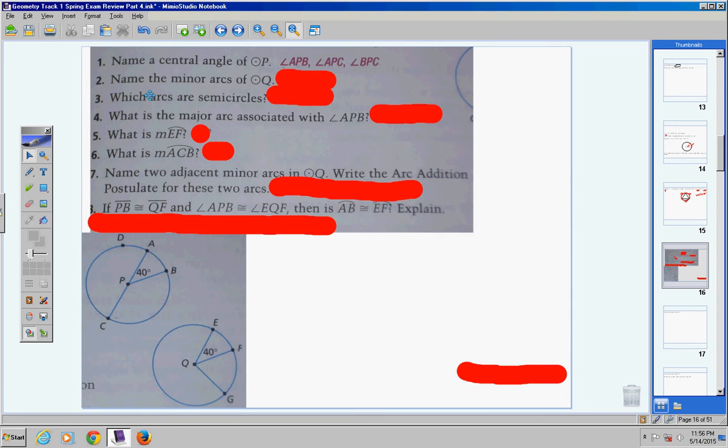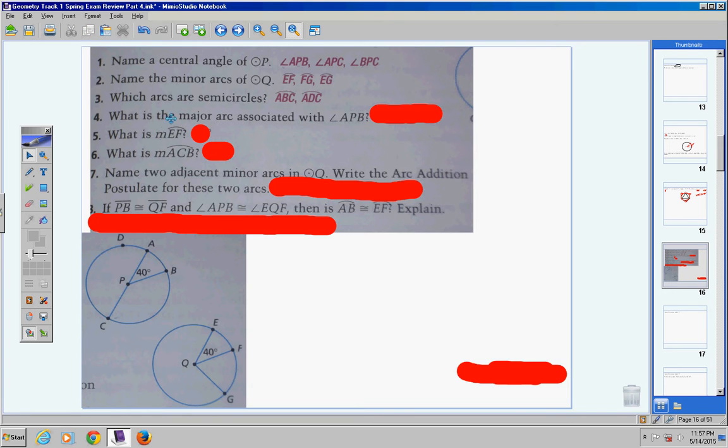Okay? Name the minor arcs of circle Q. So here's circle Q. We have minor arc EF. Remember, a minor arc is smaller than a semicircle. EF is a minor arc. FG is a minor arc. Also, EG is a minor arc because all of those arcs are smaller than a semicircle. Which arcs are semicircles? Well, arc ADC is a semicircle. ADC. Or arc ABC. All of those are semicircles. Alright.